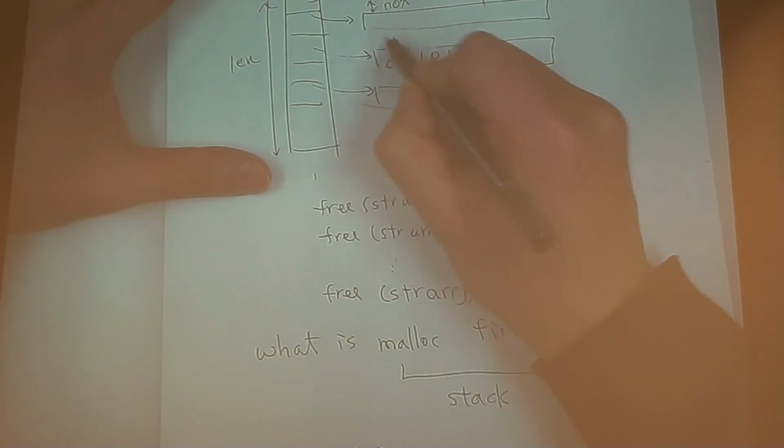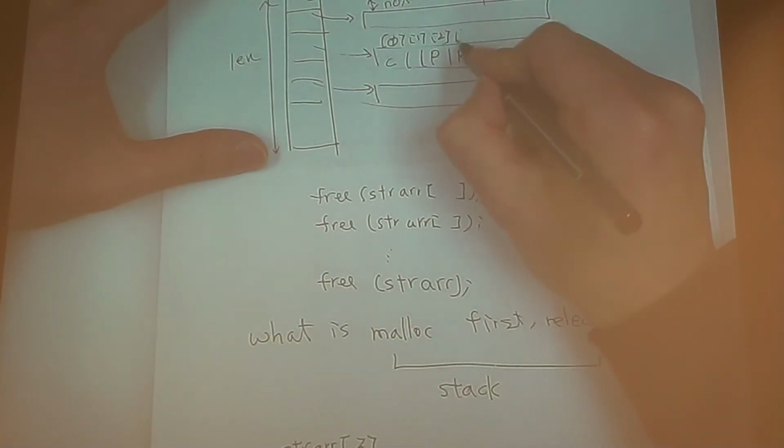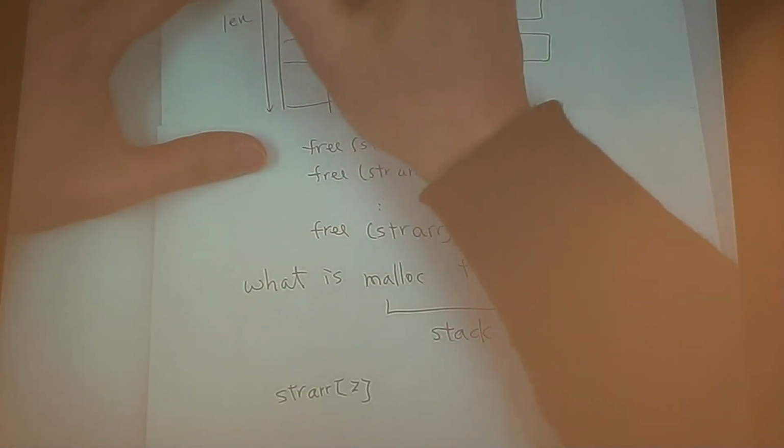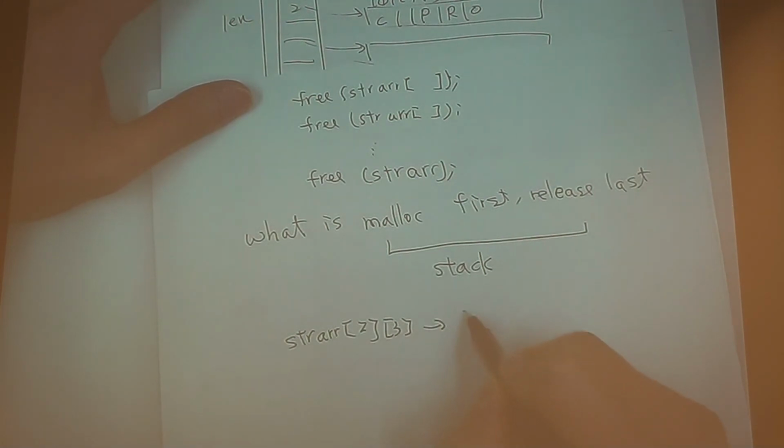So this will be index 0, 1, 2. So if I say 3, that gives me R.